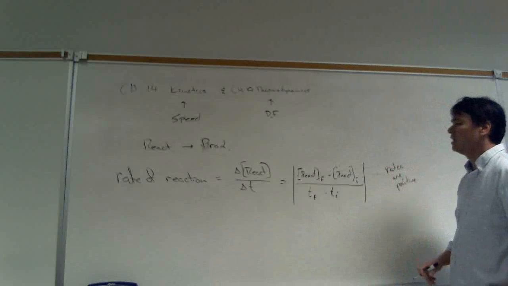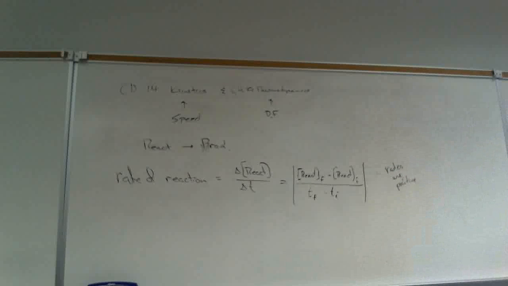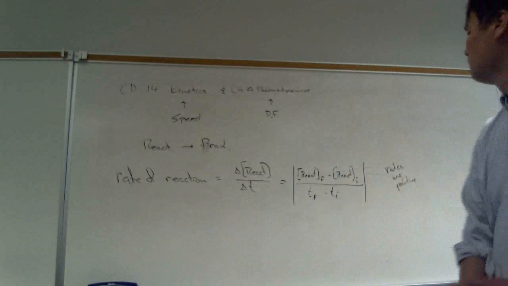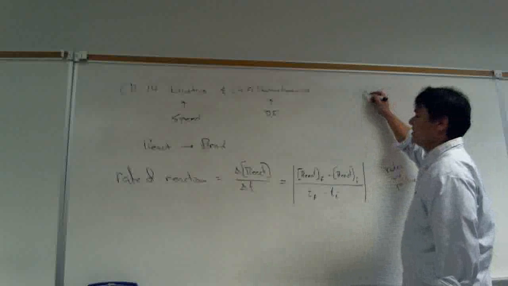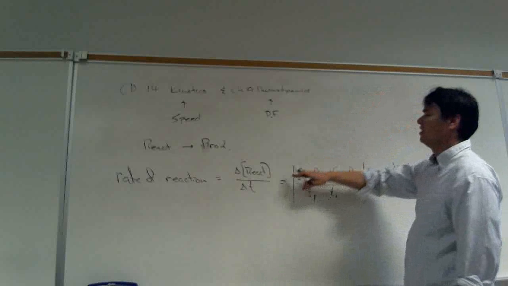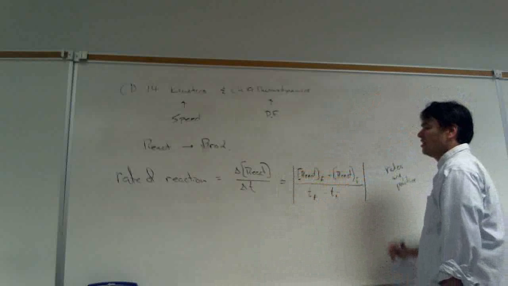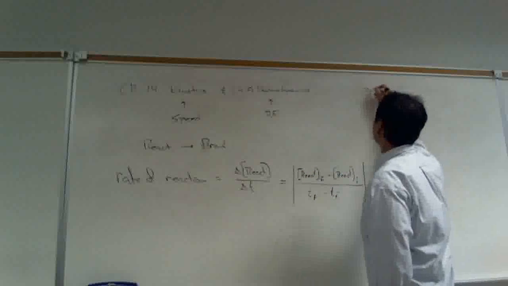And so we don't want a negative rate. We're just going to say all the rates are going to be positive, so we're going to lose this amount of this. Okay, that's the rate of reaction in terms of the reactant, but we can also do the rate of reaction in terms of product.